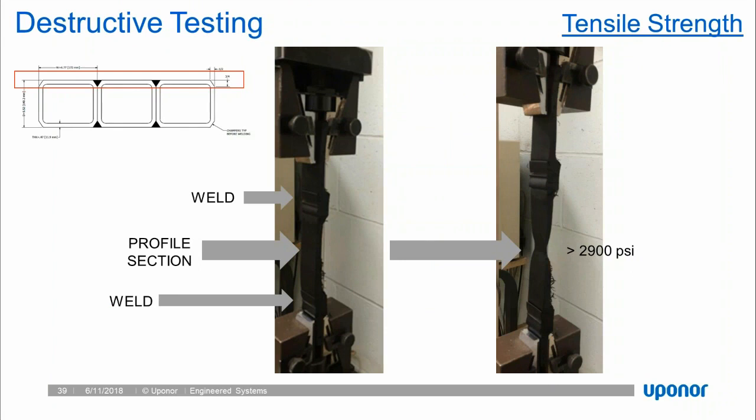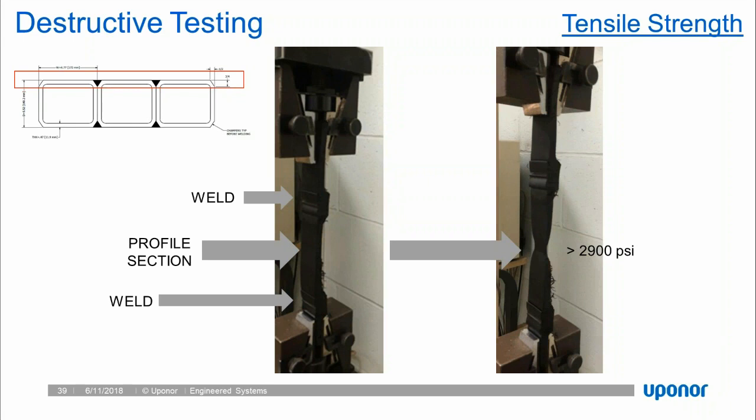If you look at the section on the top left-hand corner of your screen, you'll see a coupon sample is cut from 3 profiles of pipe where we have 2 welds. Transferring over to the photo in the middle, you can see the weld at the top and the weld at the bottom, and the profile section of pipe between the two. And we apply a 2900 PSI tensile force to that particular sample, and as expected and by design, we want the profile to fail and not the weld, because the weld is the strongest part of the material.